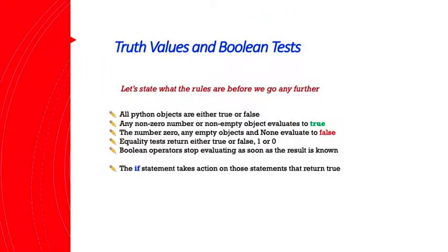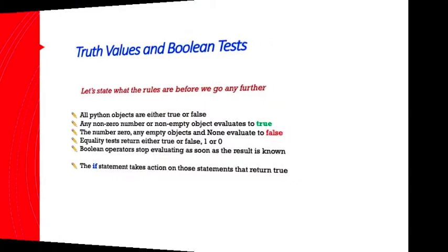Before we go any further, let's make sure that we're all on the same page with a few basic truths. All Python objects are either true or false. Any non-zero number or non-empty object evaluates to true. The number 0, any empty objects, and None, the None type, evaluate to false. Equality tests return either true or false, 1 or 0. Boolean operators stop evaluating as soon as the result is known. The if statement takes action on those statements that return true only.